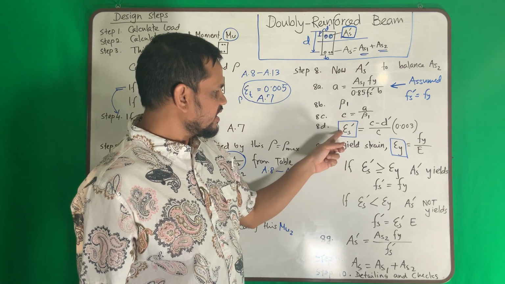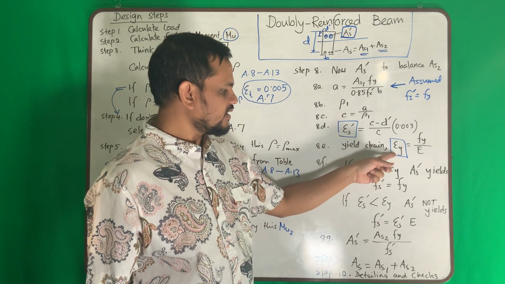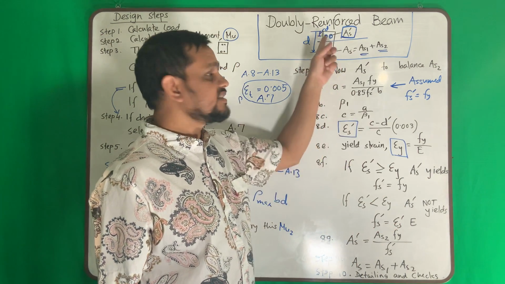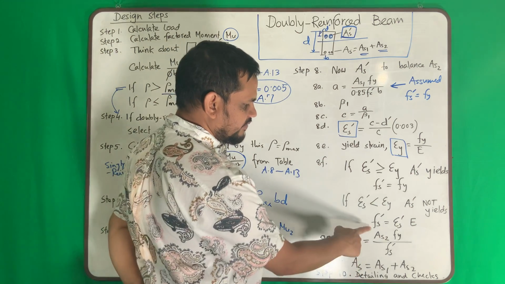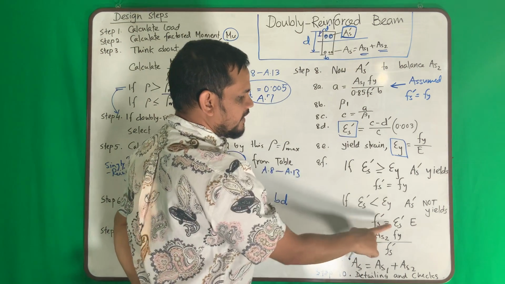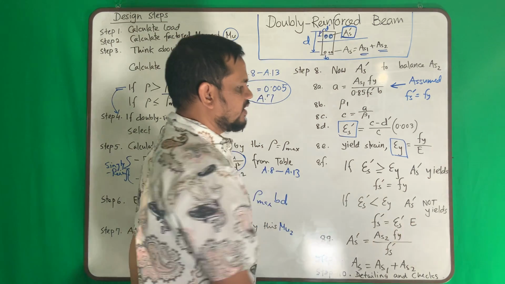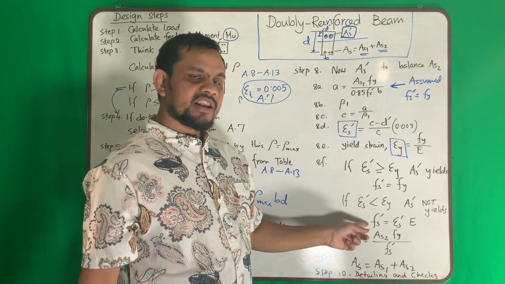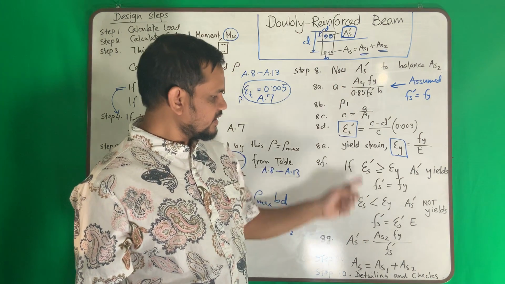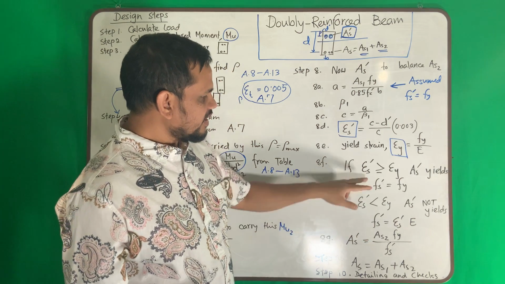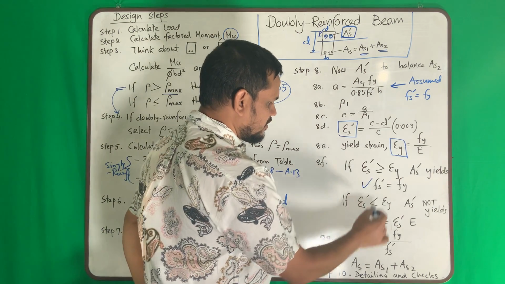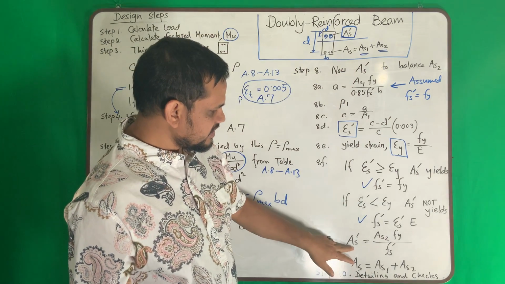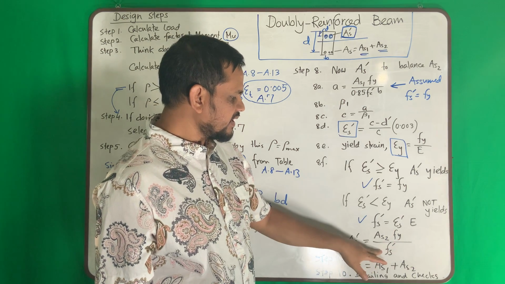If your calculated strain is less than this, that means AS prime is not yielding. In that case, how can you find the stress in this steel? Simply strain times modulus of elasticity, the same equation here. So you have to calculate the stress in this steel using this equation. Now whatever you found, either this one or this one, you can then calculate your amount of reinforcement using this equation: AS2 Fy divided by fs'.